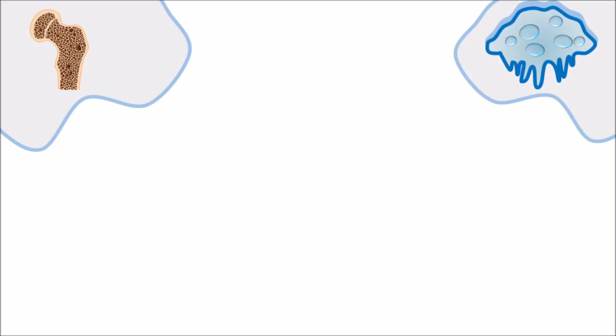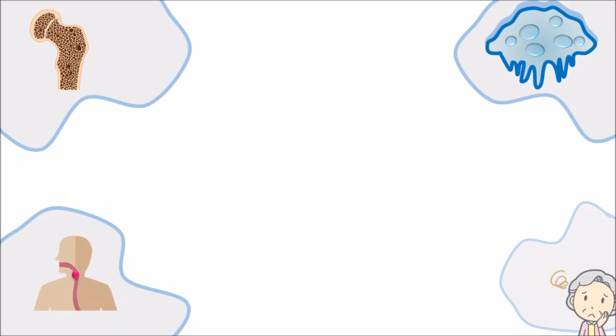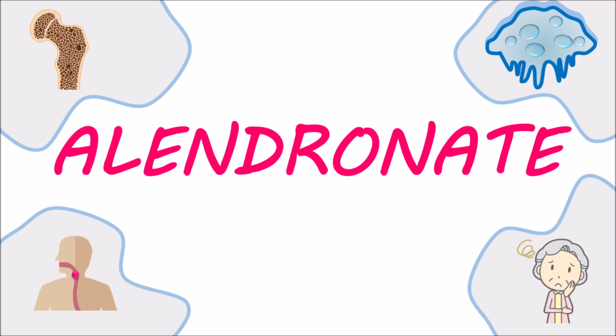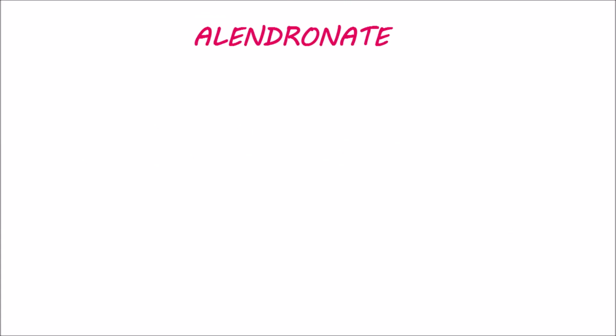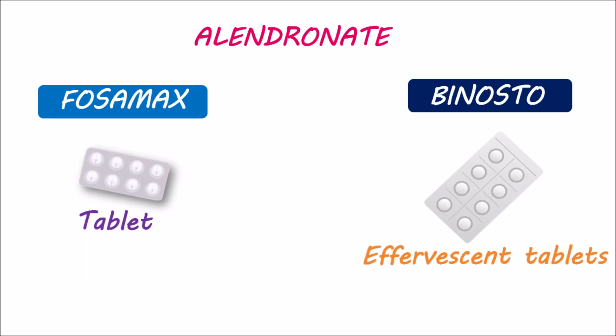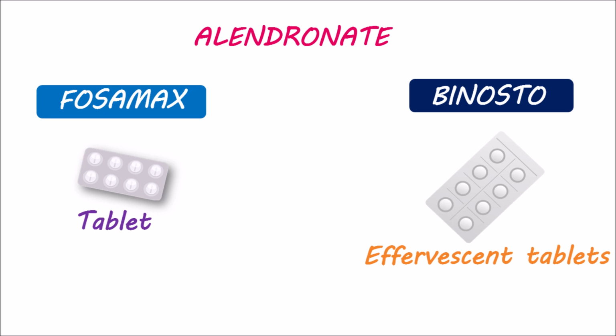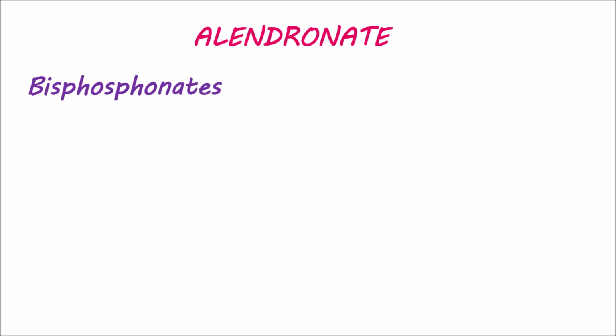Hello everyone! In this video, I am going to talk about Alendronate. Alendronate is well known by two brand names, Fosamax and Binosto. It is available as a normal tablet under the first brand and as an effervescent tablet under the second brand. It is one of the medications that belong to the chemical group of bisphosphonates.